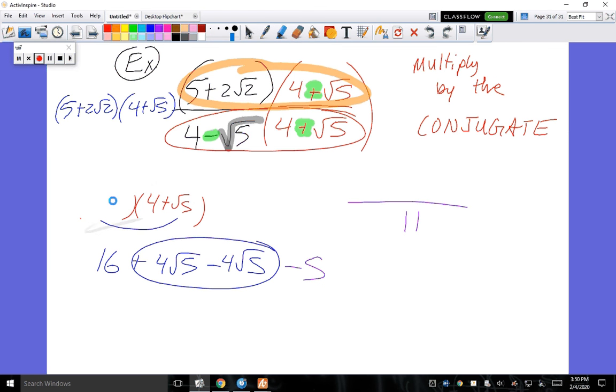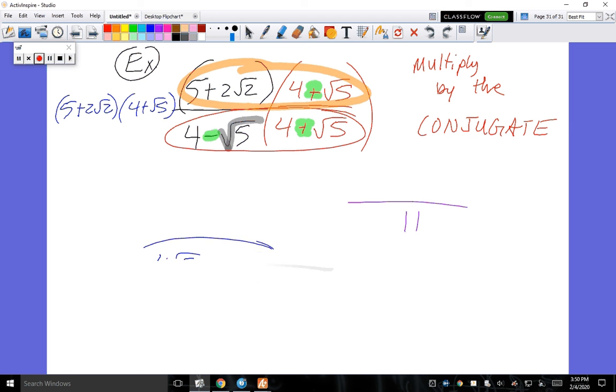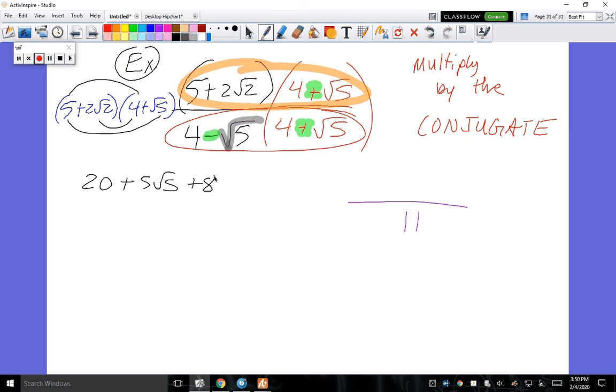Guys, am I allowed to have square roots in the numerator? Yes, all day I can. I just can't have them in the denominator. Okay, what is that? 20. What is this? 5 root 5. What is that? 8 root 2. And then what is, careful, think of your rules.